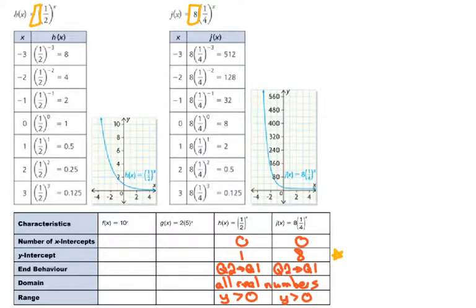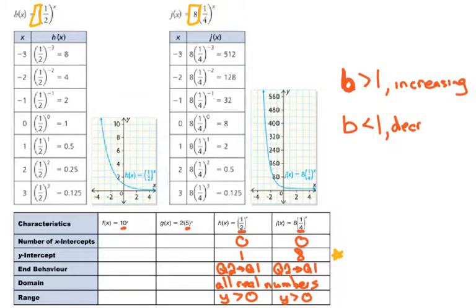So when we have, in these first two, 10 to the power of x, sorry, I said that's a consequence of a. It's actually a consequence of b. I misspoke there. B is 10, b is 5. So what we know is that if b is greater than 1, we have an increasing exponential function. Likewise, in these last two, we have b is a half and b is a quarter. So if b is less than 1, we have a decreasing function.